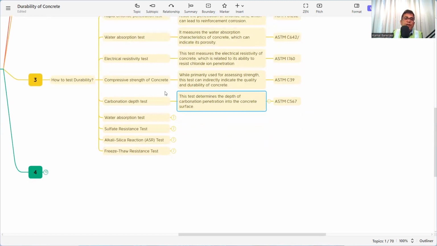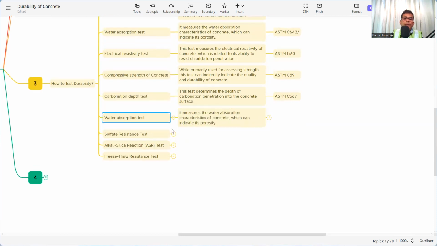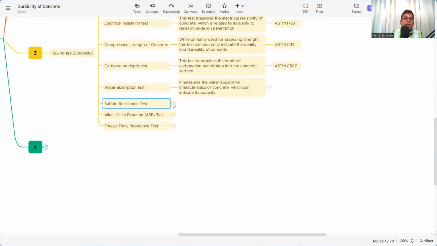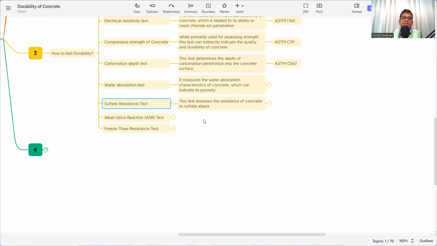Then water absorption, which we have already discussed. Then the sulfate resistance test. This test assesses the resistance to sulfate attack. If there is sulfate attack, it will react with the concrete components, and this will make the concrete deteriorate, and eventually it will break the structural integrity and the lifespan of the concrete. So this sulfate resistance test you also need to know in order to ensure the concrete durability. ASTM C1012 is the code.